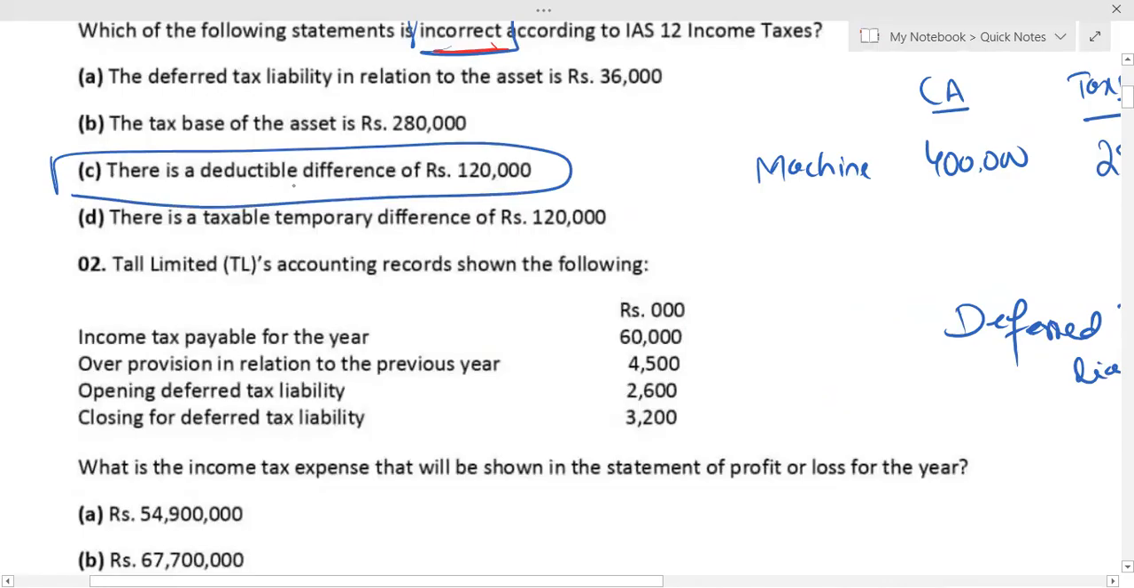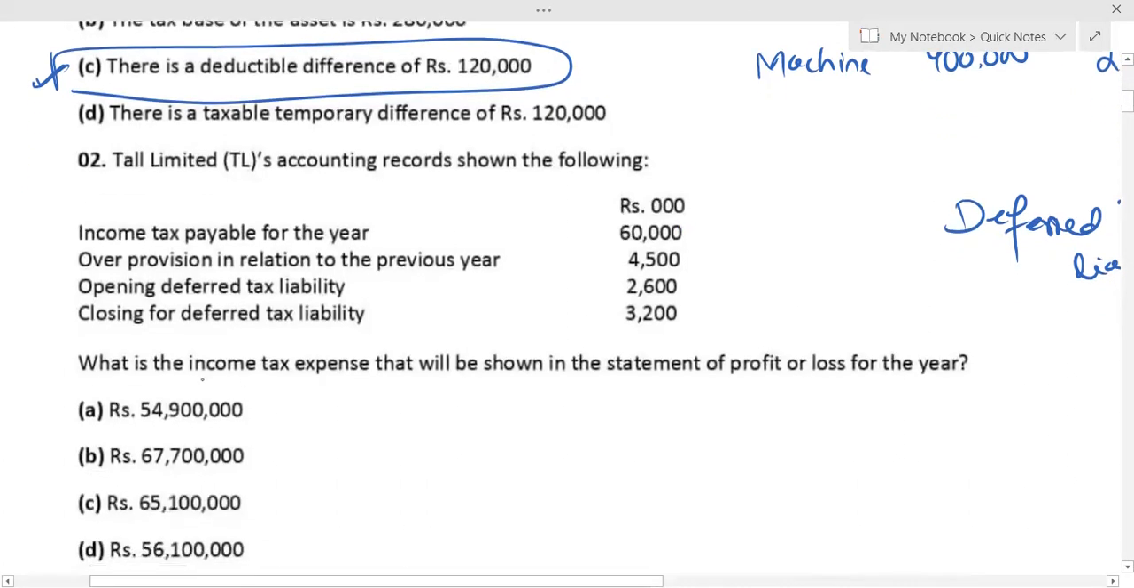C says it is a deductible temporary difference. No. In case of assets, when carrying amount is more than tax base, the difference is a taxable temporary difference. In question 1, we are required to find out the incorrect option. So C is the incorrect option.